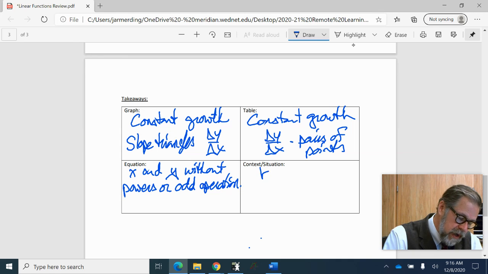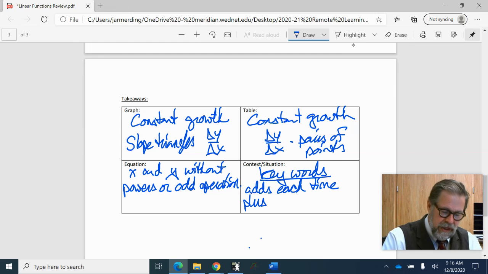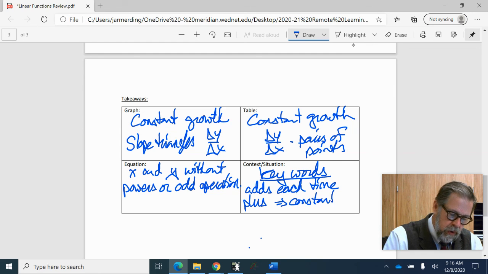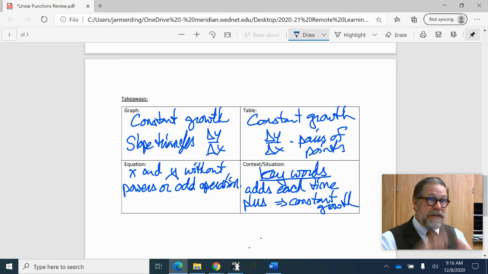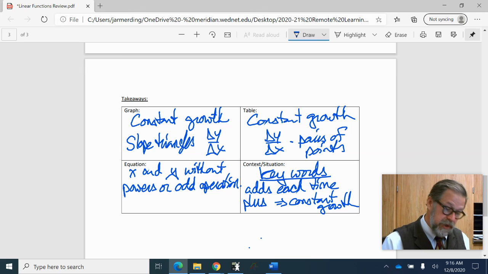And in a context, we're looking for keywords. Adds each time. Plus. Anything that tells us constant growth. And this is the tricky one, but if you get stuck, turn that into a table. Make a table of a few values and see what you get.